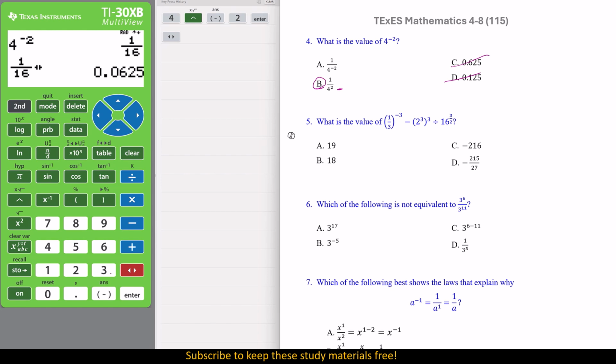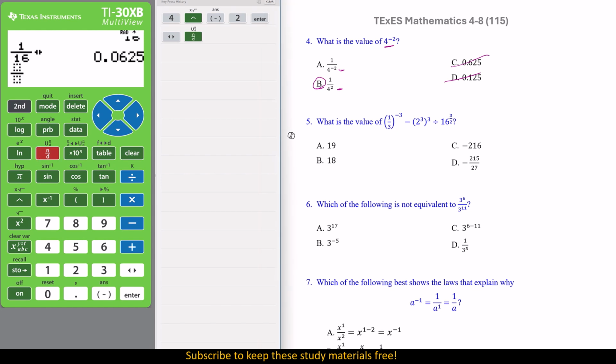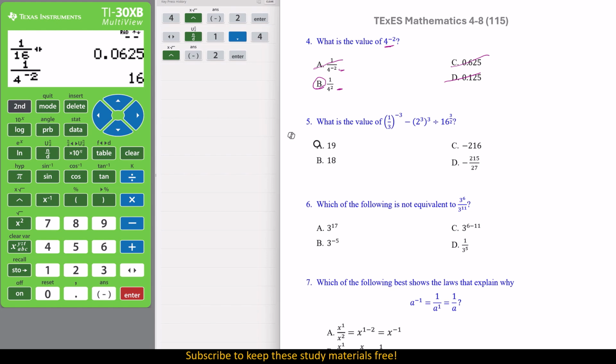But why is A incorrect? Well, if you look at it, how can it be? You can't just take 4 to the negative 2 and pop it down into a denominator and say it's the same. And if we put it in our calculator, we'll see that that just doesn't make sense. 4 caret up negative 2. It's just 16. So that's obviously not equivalent. B is verified.